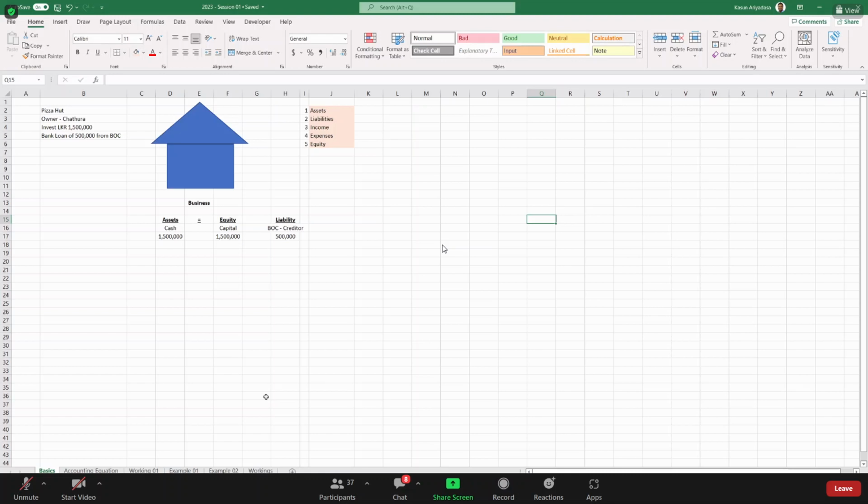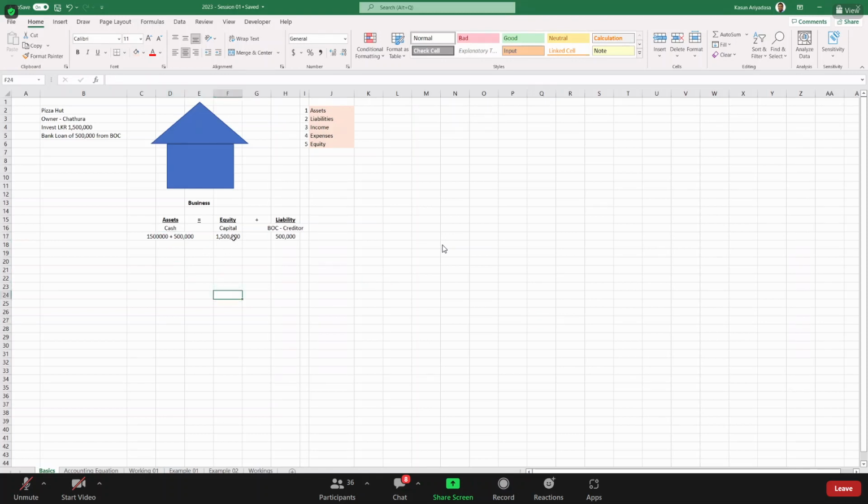Is that all? Cash worth of 500,000. Wonderful. Yes, now the business is getting cash. The business had 1.5 million, and now they are getting another 500,000 cash, 1.5 million plus 500,000. So now we can safely say assets equals equity plus liabilities. And we have cash now of 2 million.